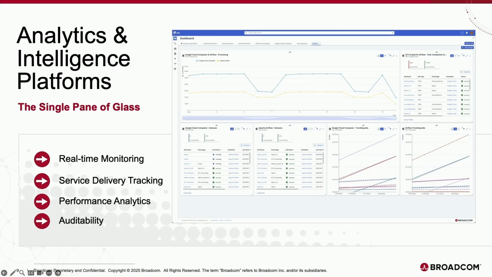With analytics and intelligence platforms, you can, of course, gather that real-time monitoring. You can look at the real-time monitoring of your DAGs, of your tasks, and understand how they're running, how they're performing. You'll be able to track your service delivery. So many people I speak to have either deadlines or performance agreements that they need to meet. Being able to visualize those and track those, especially, as I mentioned, when they're crossing DAGs or maybe crossing between Airflow and enterprise scheduling systems, is a challenge.